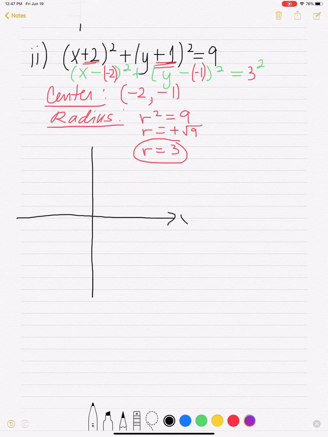Got x-axis. You got a y-axis. And we're going to start off with -2, -1. So that's down here. -2, -1. That's my center.